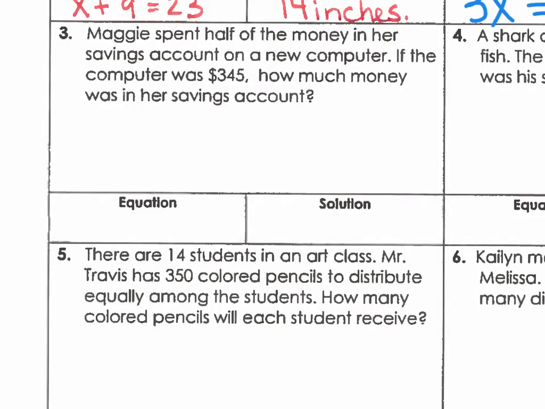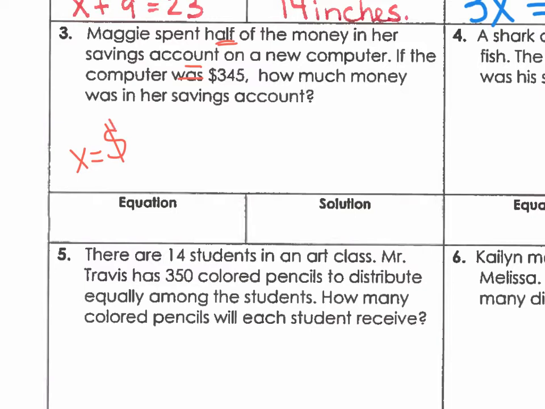Now looking at number 3. Maggie spent half of her money in her savings account on a new computer. If the computer was $345, how much money was in her savings account? All right, so x is representing how much money was in her account.